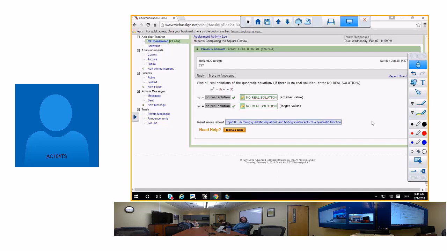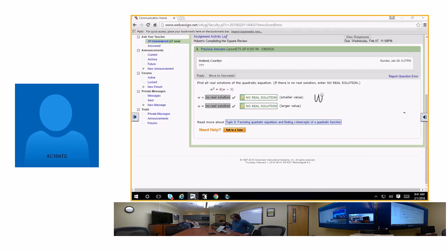This is W squared equals 8 times W minus 3.